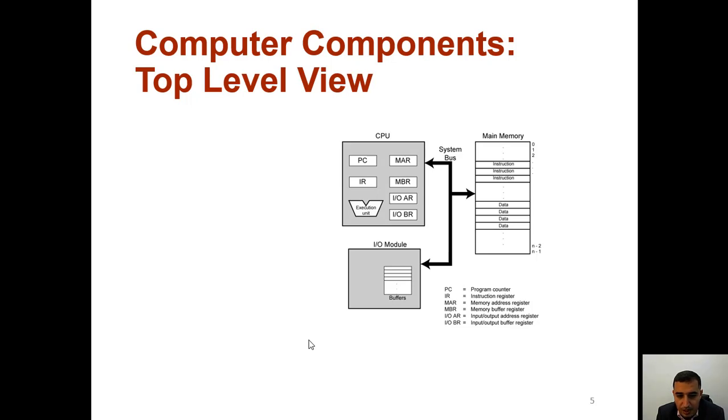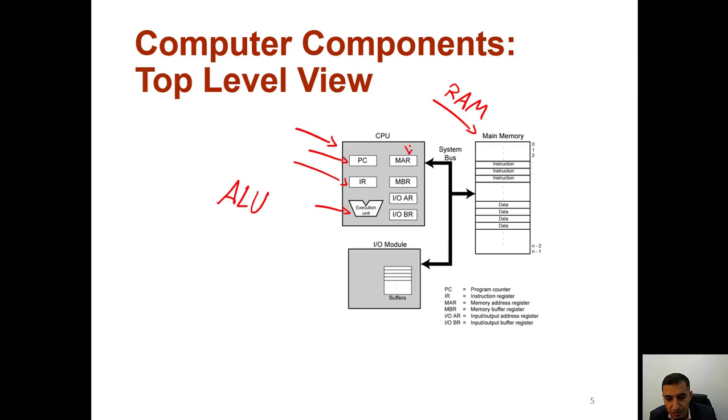So, computer components at a different level. Once more, you have your CPU, your main memory, which is the RAM, and your input-output devices. Inside the CPU, you have your execution unit, which is the ALU. Inside here, you have the program counter, the instruction register, the memory address register, the memory buffer register, the input-output address register and the input-output buffer register.